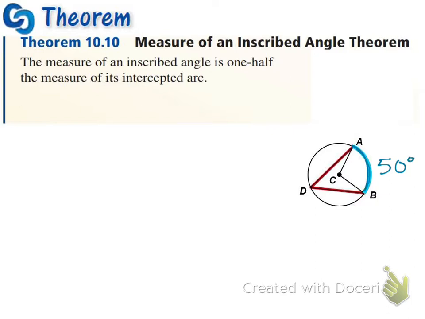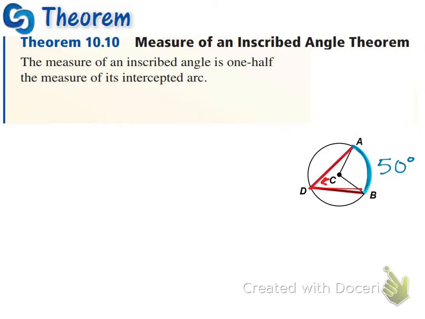If this arc is 50 degrees, there are 2 angles here. What do we call an angle whose vertex is on the center of the circle? A central angle. What is the measure of a central angle in comparison to its arc? Congruent. So what is the measure of this angle? 50. But we're talking about an inscribed angle, which would be this angle, sitting on the side of the circle.